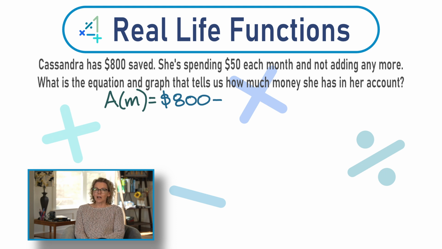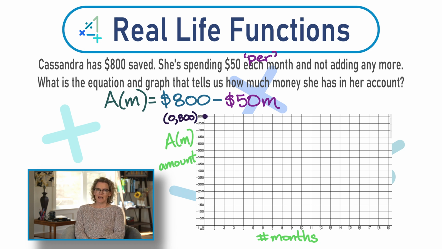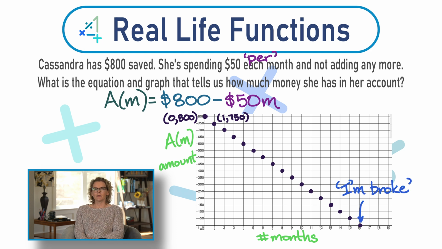Subtracting. $50 each month, like per month. That gives us the big clue to multiply the $50 times the number of months for a final equation of $800 minus $50 times M. Graphing the amount of money in her account, we can see that she starts with that $800. Each month that goes by, it drops by $50 like this. And since she takes it out in a lump sum every month, once again, our graph consists of dots until she has no more money to take out, right here after 16 months.